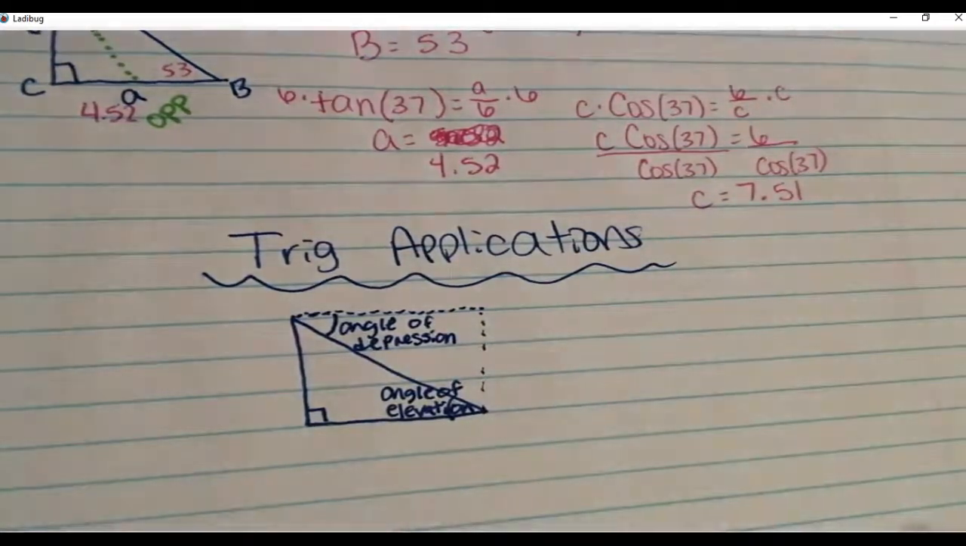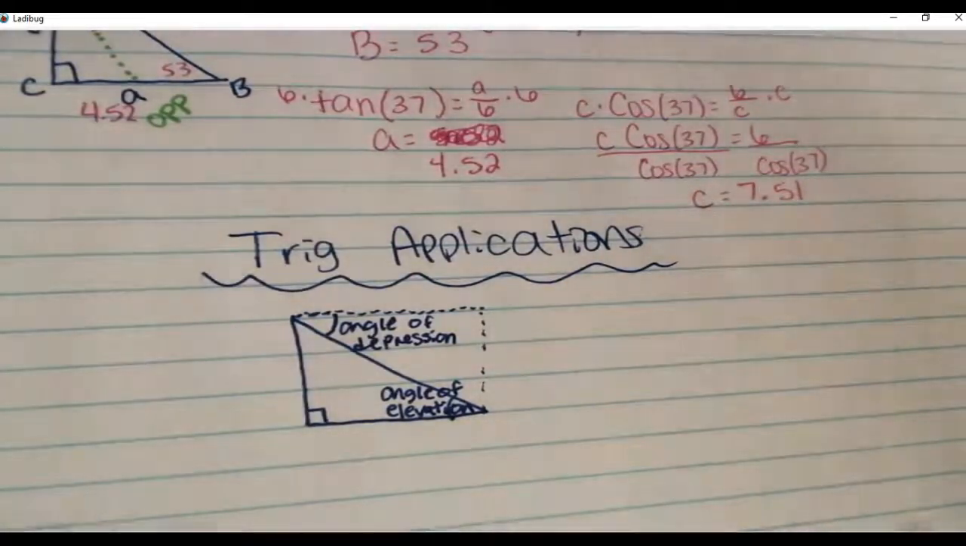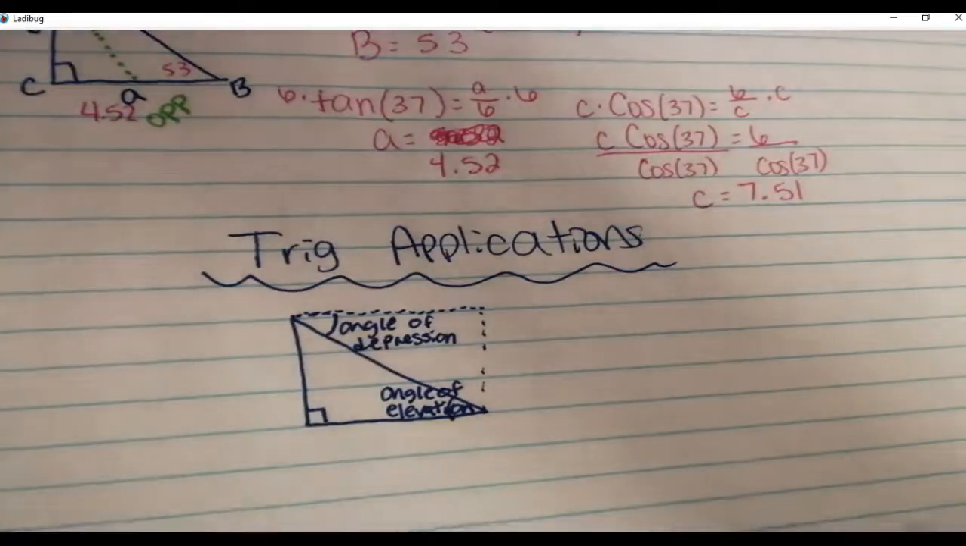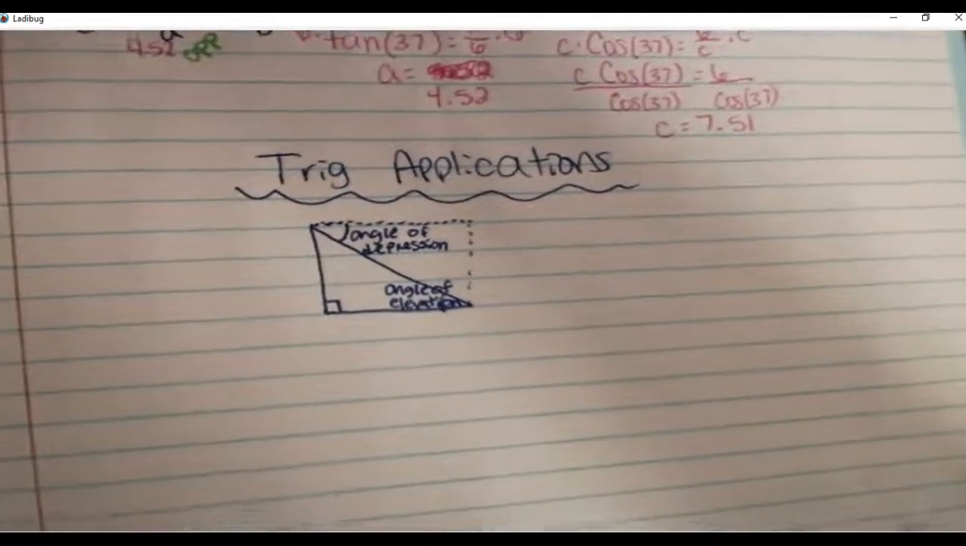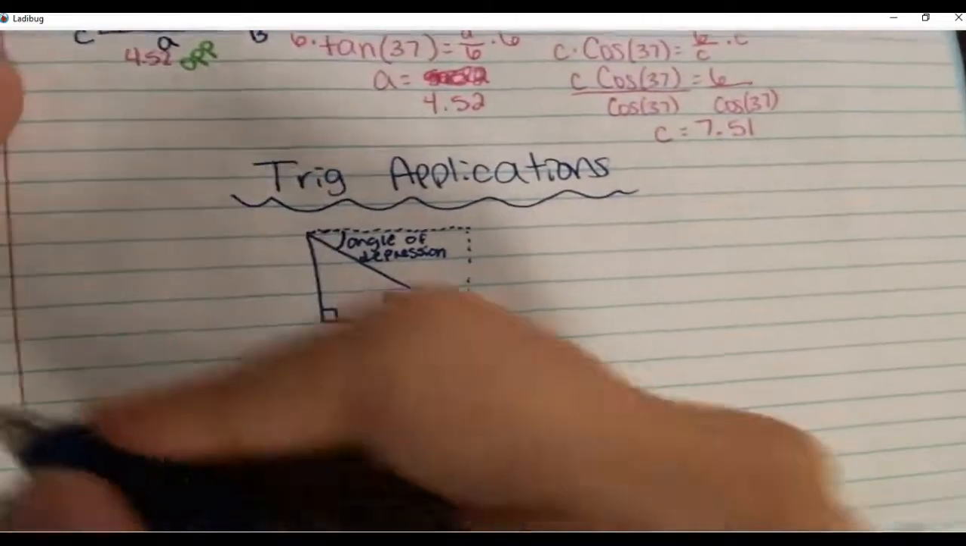Okay. So angle of elevation, angle of depression, you're always drawing it from your eye level, and then if you're looking down, or your eye level and you're looking up. Okay. And you don't always have to use that, just if it has that vocabulary in it. So let's look at one.